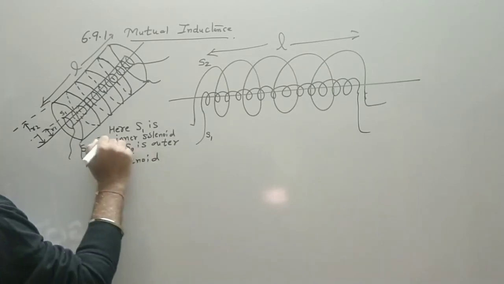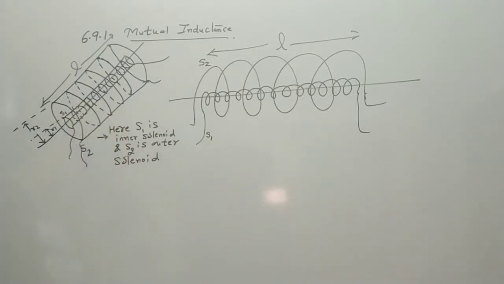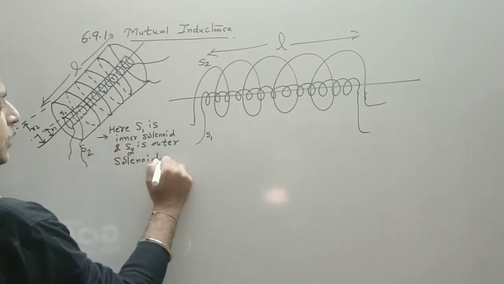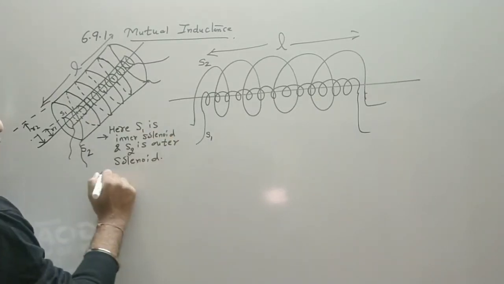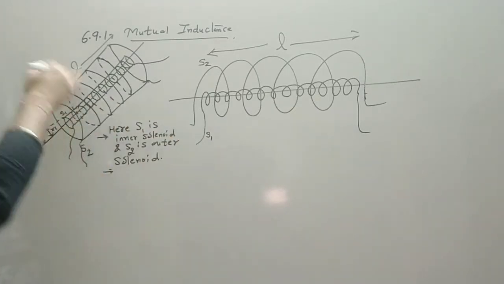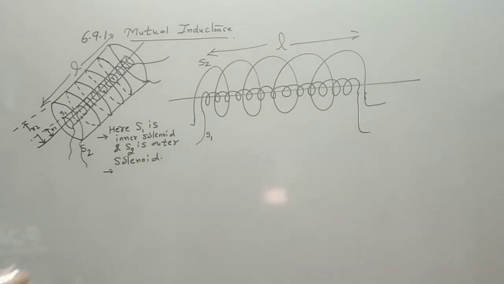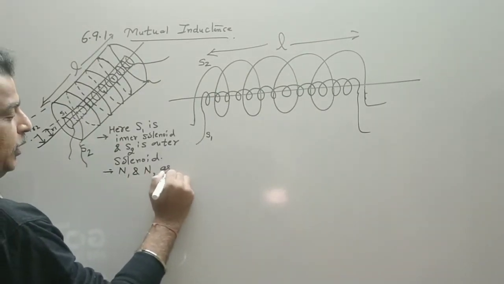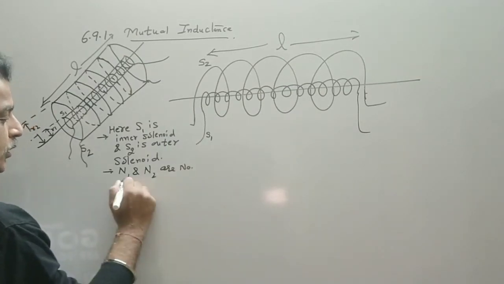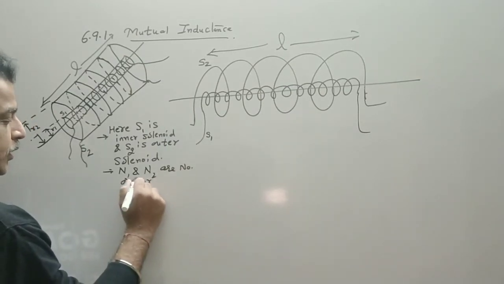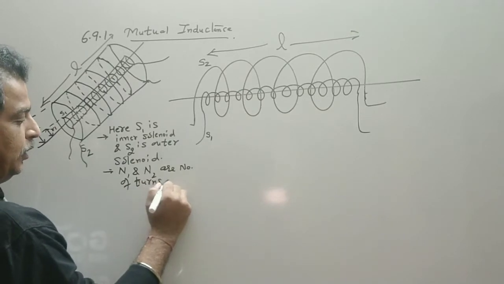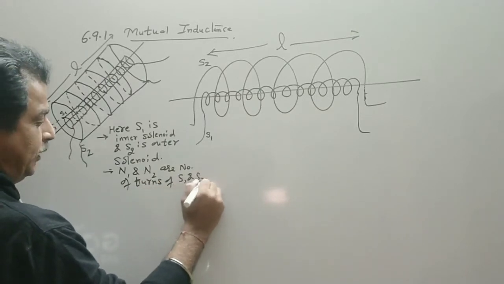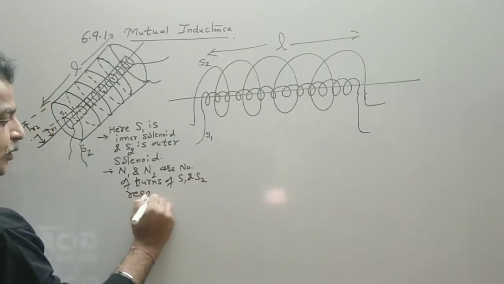We write the main points of the diagram. R1 and R2 are the radii, as can be understood from the diagram. N1 and N2 are the number of turns of S1 and S2 respectively.